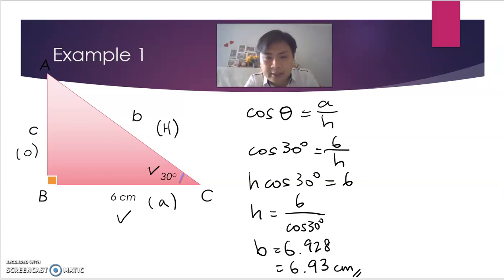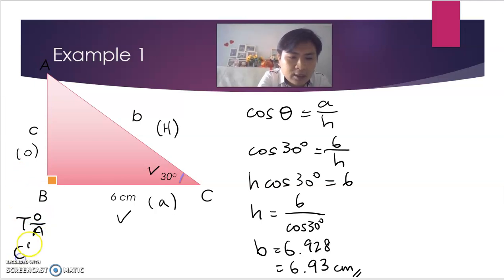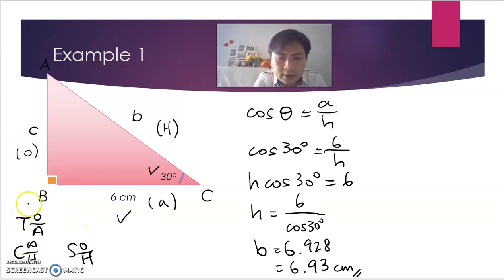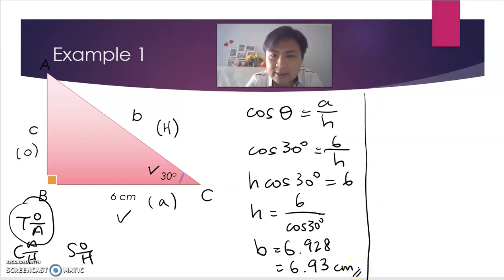Alright. Next, we want to find the unknown value of C. Again, we look at it. We have O, we have A. So again, let's refer to our formula. O and A, which trigo ratio are we using? We're actually using tangent. So now we will make use of the tangent formula to find our answer. Tangent theta is equals to O over A.